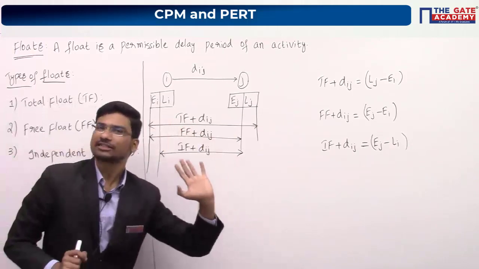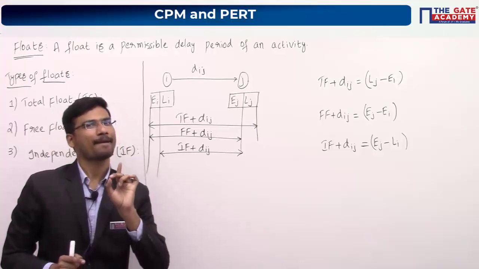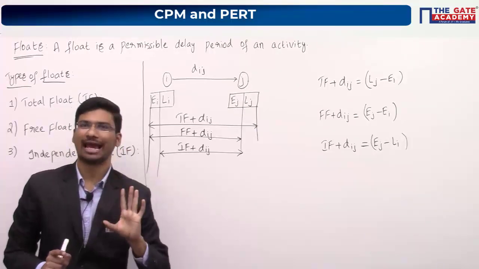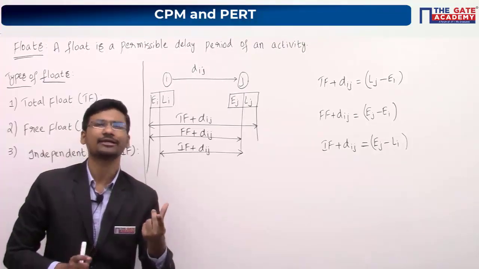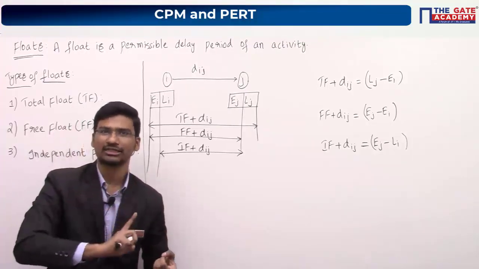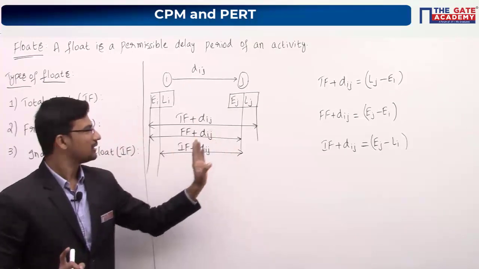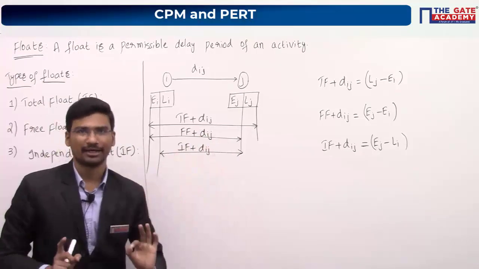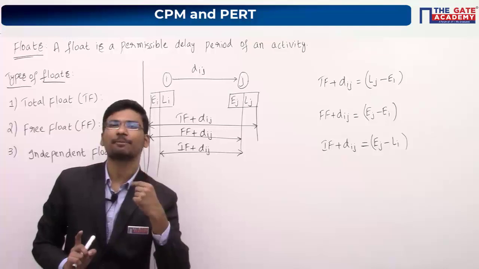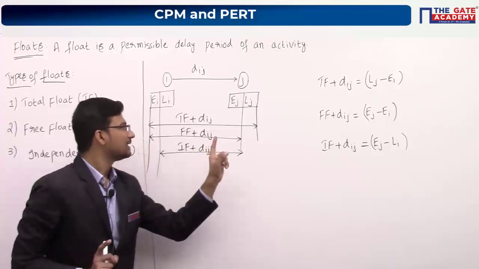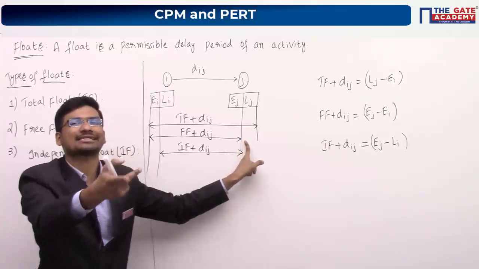Now coming to the definitions of these floats. Already I have given you the definition for the total float. It is the maximum permissible delay period of an activity without affecting the completion time of the project. That will be your total float value. Now coming to the free float value. It is also a delay period of an activity, but you should delay that activity in such a way that the delay period should not affect the earliest start time of the next succeeding activity.